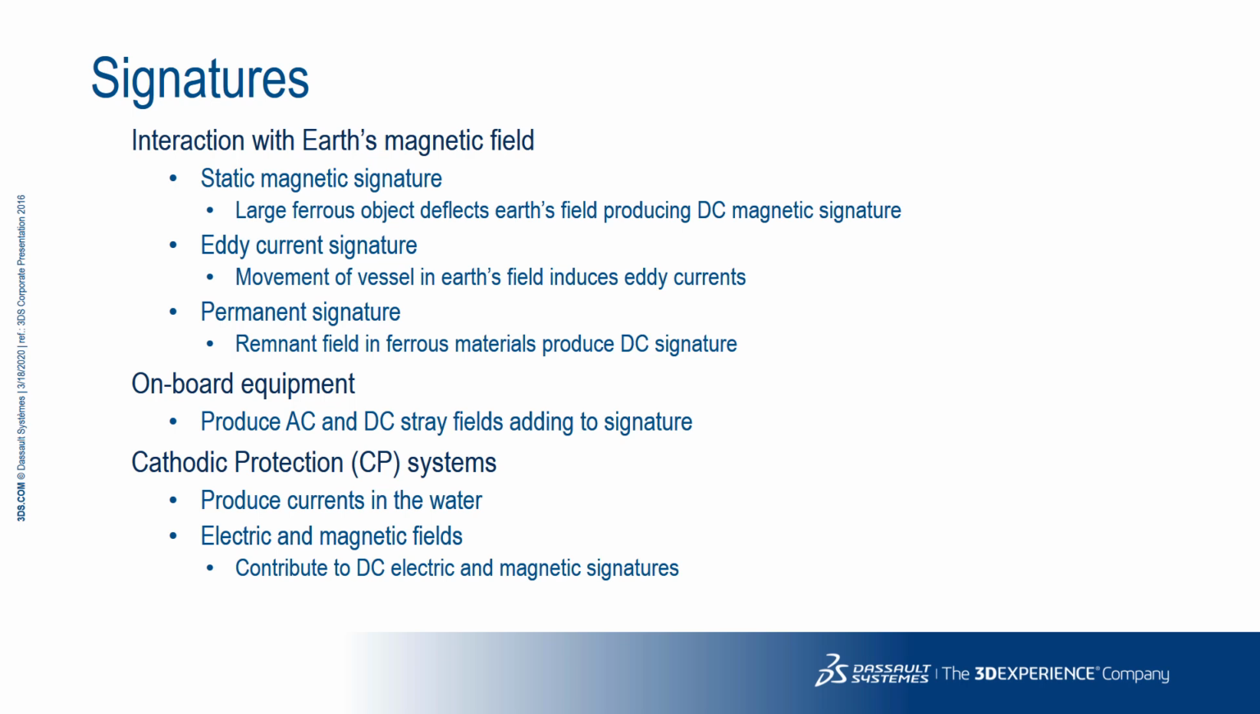The first marine application we'll look at is magnetic signatures. There are a number of contributions to a ship's magnetic signature. Interaction with the Earth's field leads to three effects: a static signature due to deflection of the Earth's magnetic field, an eddy current signature due to movement within the Earth's field, and a permanent signature due to the remnant field in the structure. Onboard equipment such as generators, motors, and other electrical devices can produce stray fields which should be mitigated using shielding or bespoke design procedures for the device originally. Cathodic protection systems, if fitted, can also contribute to the vessel's signature.